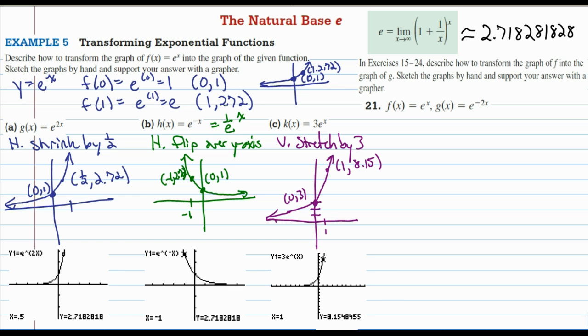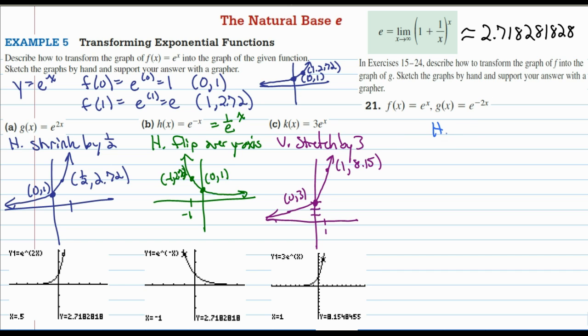The now try problem for example 5 is number 21. Same instructions, describe how to transform the graph of f into the graph of g. Sketch the graphs by hand and support your answer with a grapher. So e^x is going to have the graph that we talked about before. So the two numbers that have changed are a negative and a 2 in front of the input of the function. So that's going to be two different transformations.